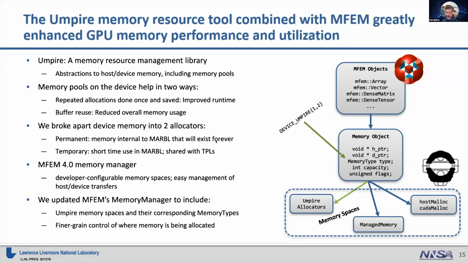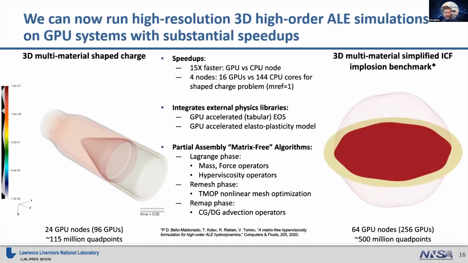Memory pools on the GPU help in several ways. They allow you to eliminate repeated allocations, because mallocs on the GPU can be very expensive. They also allow buffer reuse, so if you have multiple libraries that are sharing GPU memory, this allows you to pool your resources. I just want to emphasize that MFEM now supports this, and this has been very beneficial for our project. Next slide.